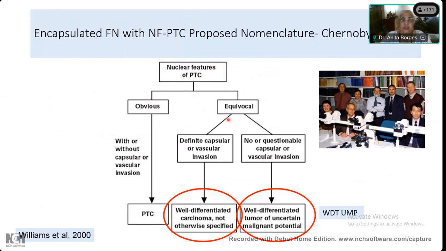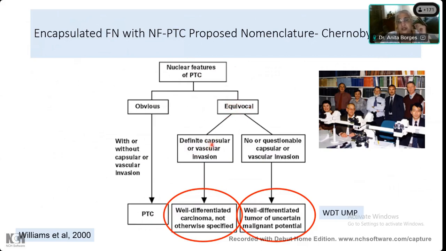But it was equivocal in two ways: they could see some, but not all, of the features of papillary thyroid carcinoma, and the lesions were all follicular pattern. There was not a single papilla to be seen in any of these cases.